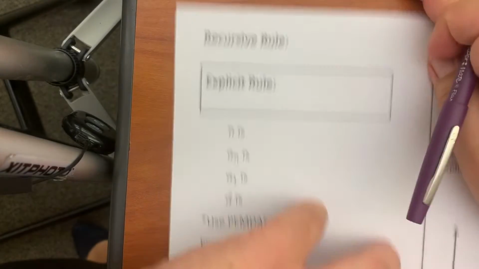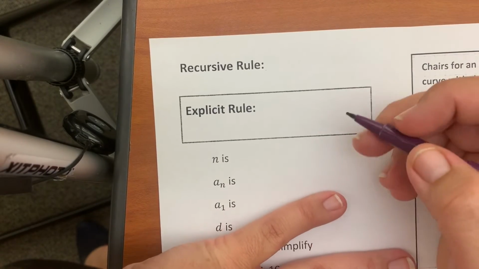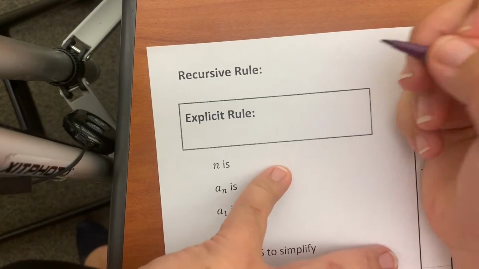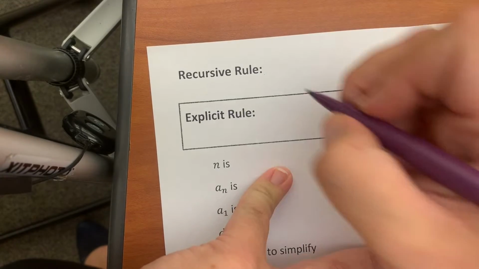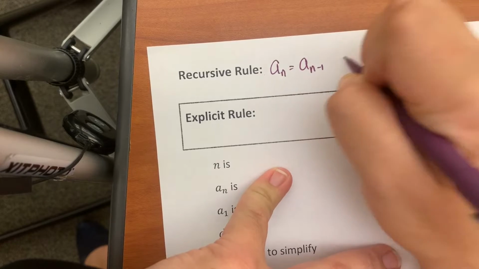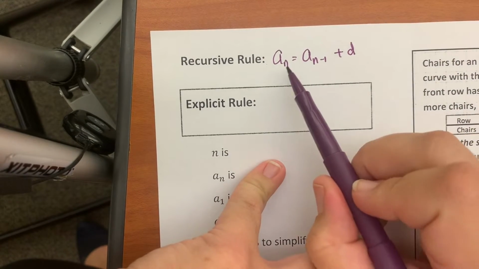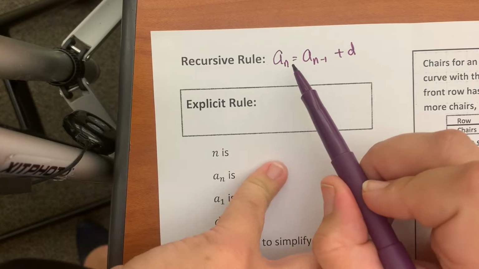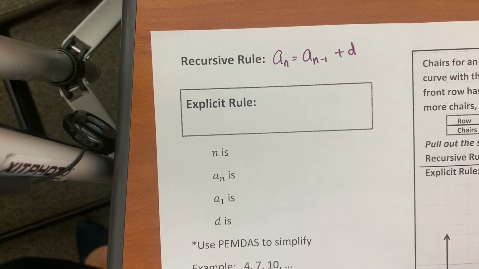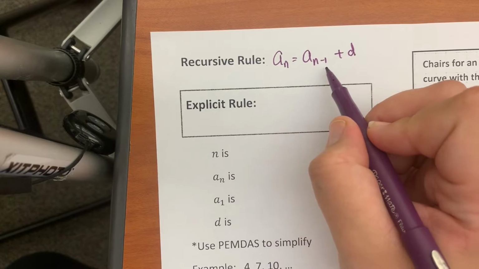So we have two different formulas that we use. First we have the recursive rule, then we also have the explicit rule. I'm going to write down the notation, then I'm going to tell you what it means. So recursive rule: notice this n is down below, kind of like an exponent, but it's at the bottom. We call it a sub n. And a sub n equals a sub n minus 1 plus d.